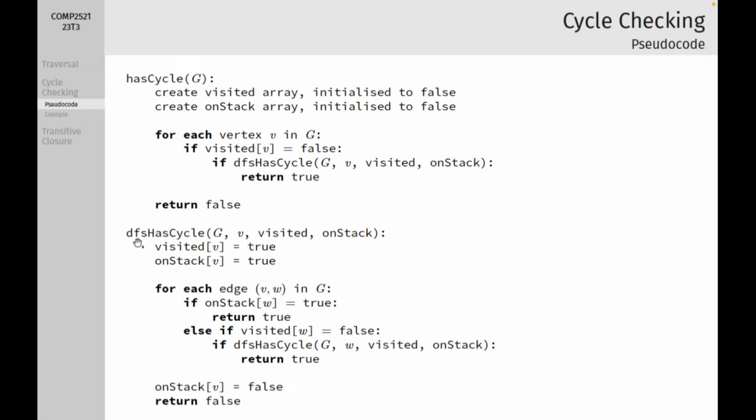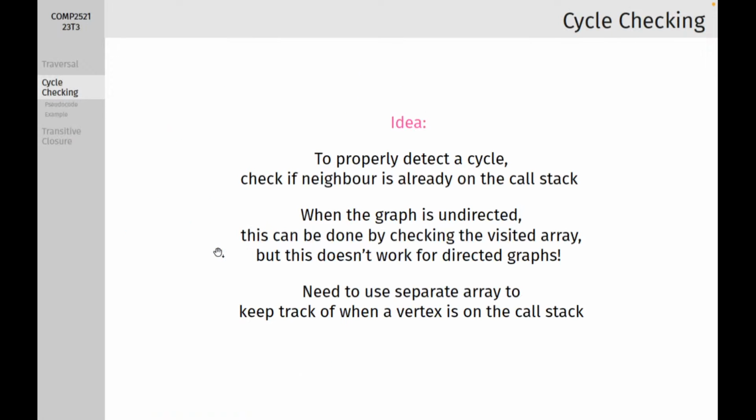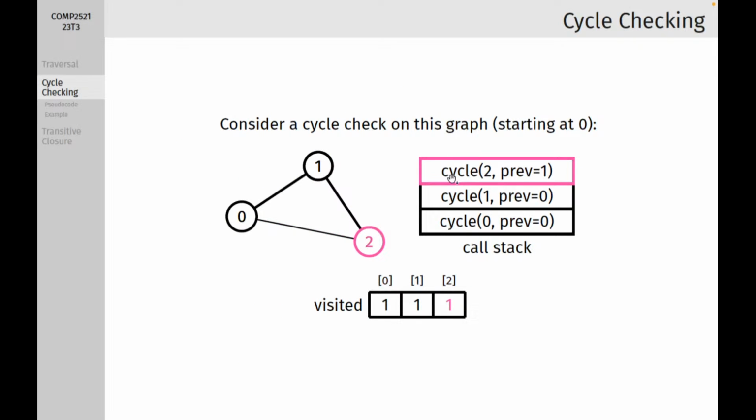Now, what does this recursive function do? The first thing it does is, since v is now on the call stack, we mark it as on the stack by setting onStack[v] to true. At the end of the function, when we return, we set it back to false. So we're using this array to keep track of what's on the stack. In this situation, 0, 1, and 2 are all on the stack.